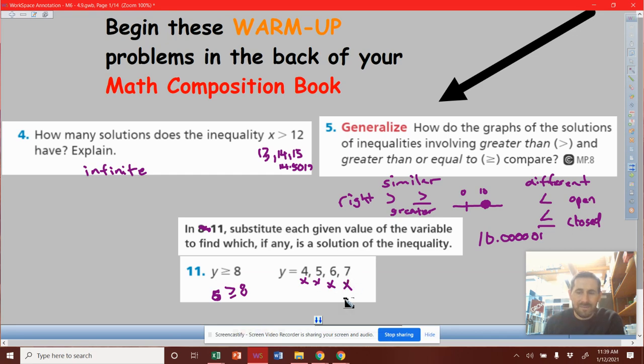So are any of these solutions? To be a solution, we need to make the answer true. So if they had eventually asked me to plug in 10, then I could say 10 is greater than or equal to 8. And this one, I put a check or yes, it is true. But all the rest of these are not greater than 8. Okay? But we'd have to plug each one in and test them to know.